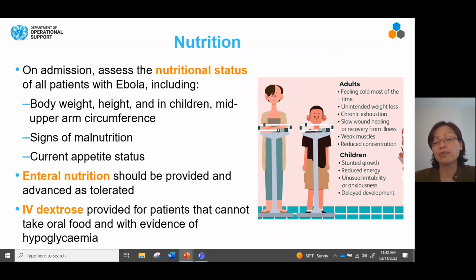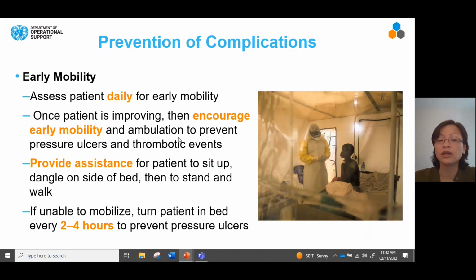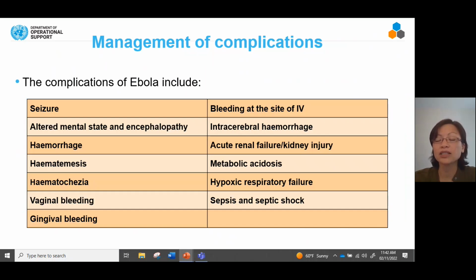Nutrition is very, very important, so they should have proper nutrition to prevent further complications. Early feeding is important. Stress ulcer prevention is important as well. And mobility is important as well. Make sure that they are encouraged to mobilize well to prevent complications. And so these are all the sort of complications that can occur from Ebola.